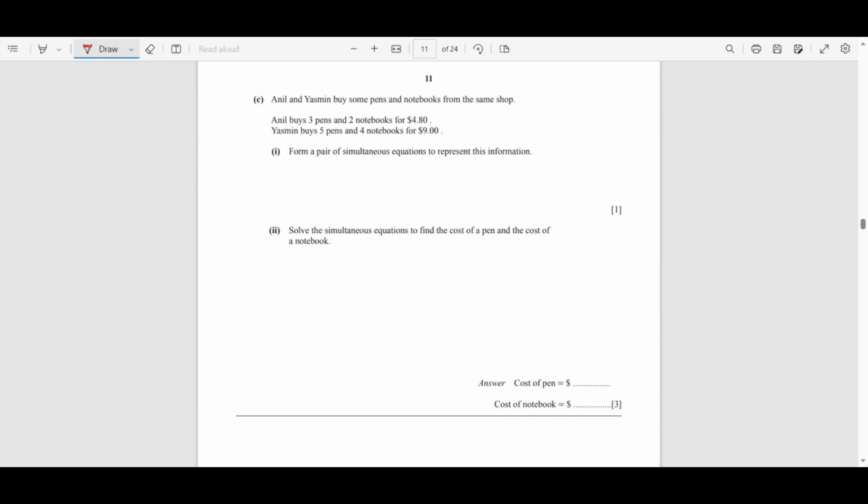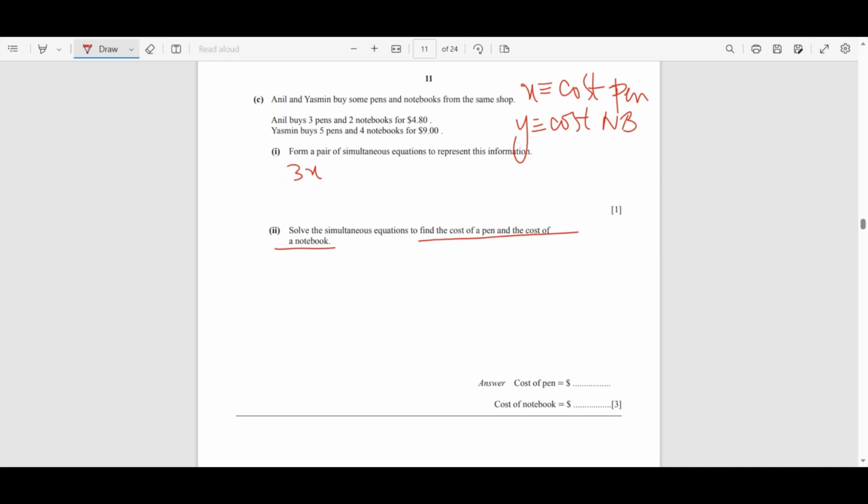Anil and Yasmin buy some pens and notebooks from the same shop. Anil buys 3 pens. Now, if you want to form an equation out of this, you need to find the cost of a pen and the cost of a notebook. So I'm assuming x to be the cost of a pen and y to be the cost of a notebook, right? One notebook. So if he buys 3 pens and 2 notebooks, so one pen is x dollars, so 3 pens will be 3x dollars.